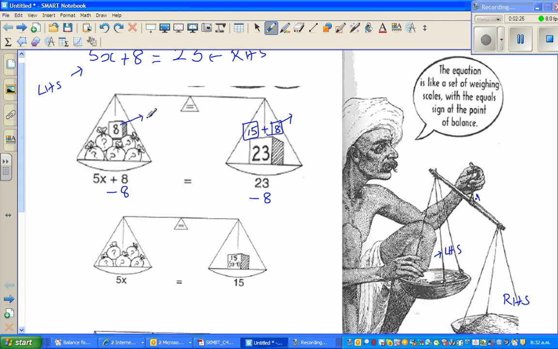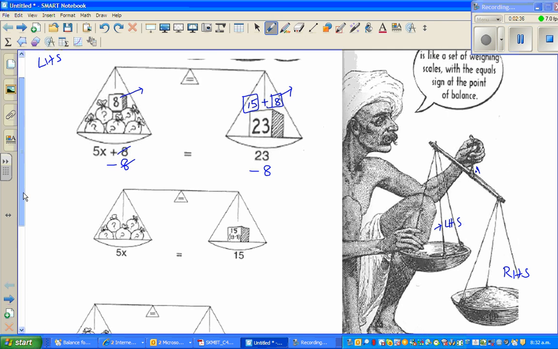If you take away 8 from this side, this and this will get cancelled. And you can see 23 take away 8 is 15. So this is the second step.